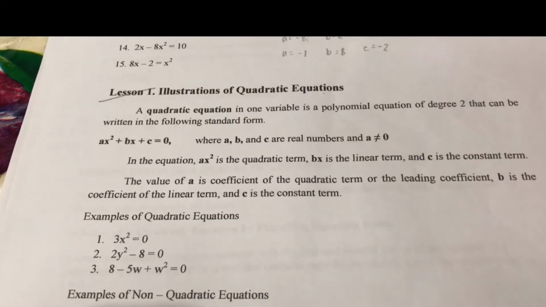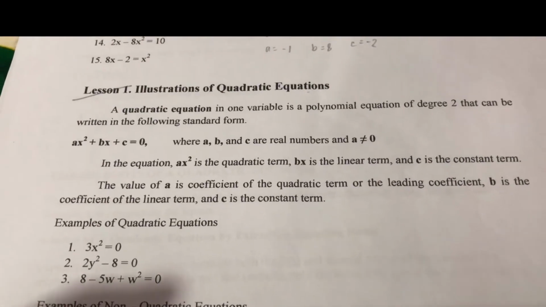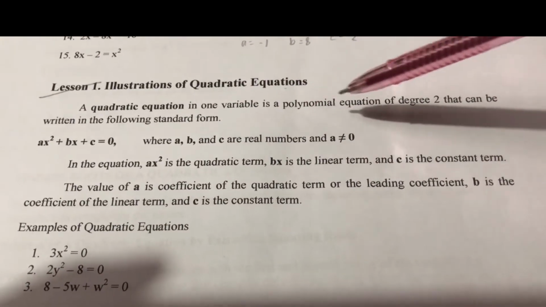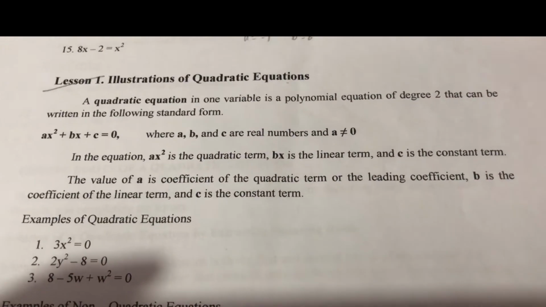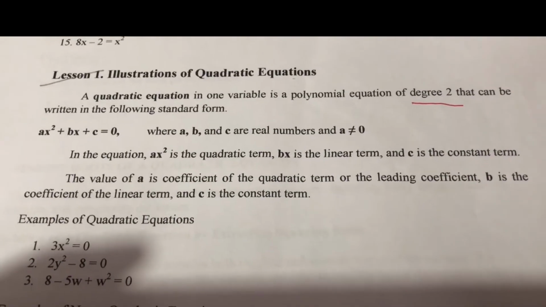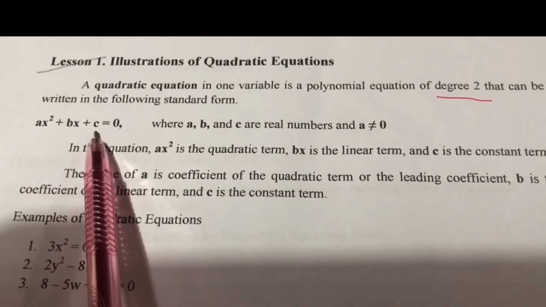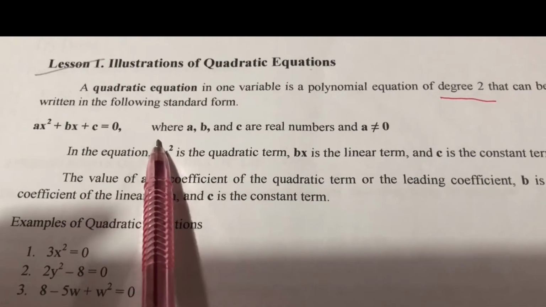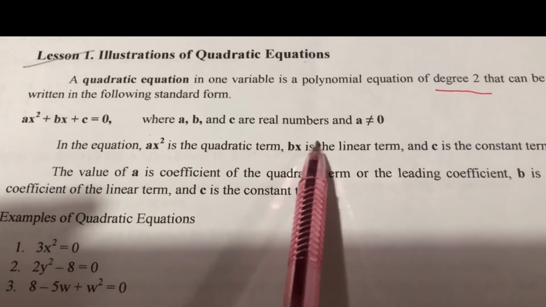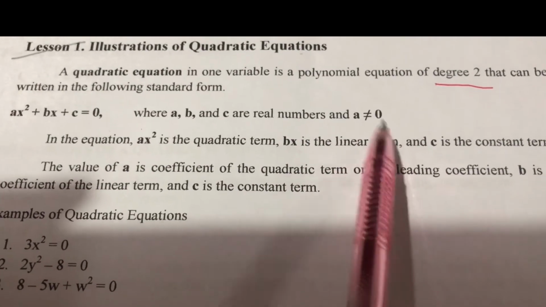So, here we are. Let us proceed to lesson 1. Illustrations of quadratic equations. A quadratic equation in one variable is a polynomial equation of degree 2 that can be written in the following standard form. We have ax squared plus bx plus c equal to 0, where a, b, and c are real numbers and a should not be equal to 0.